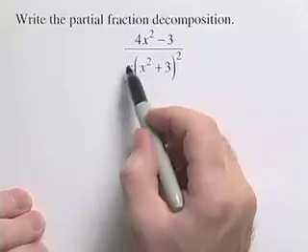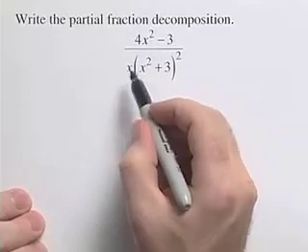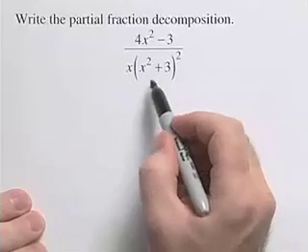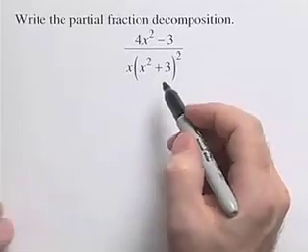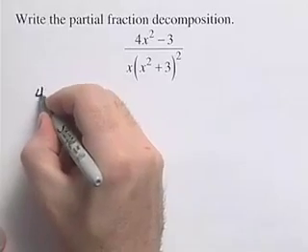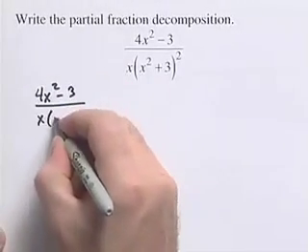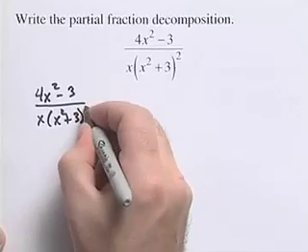For this problem, we're going to do another partial fraction decomposition. If we look at our expression here, we see that the denominator has a linear factor and it has a repeated irreducible quadratic factor. It means that our partial fraction decomposition is going to take on this form. I'll write 4x squared minus 3 over x times (x squared plus 3) quantity squared.